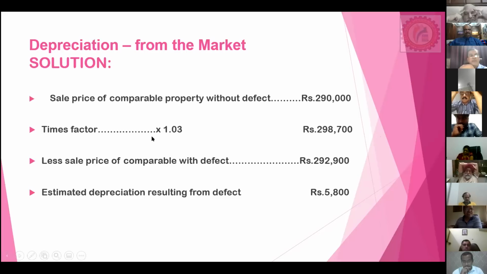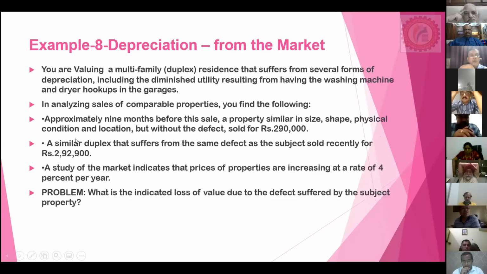So I have made an adjustment for the time factor, that is 1.03. How I got this 1.03? Now you just see the age. The increase in rate is 4%. Let us concentrate on this particular point. How I have made an adjustment for the time factor. Okay, the remaining thing you can understand very easily.